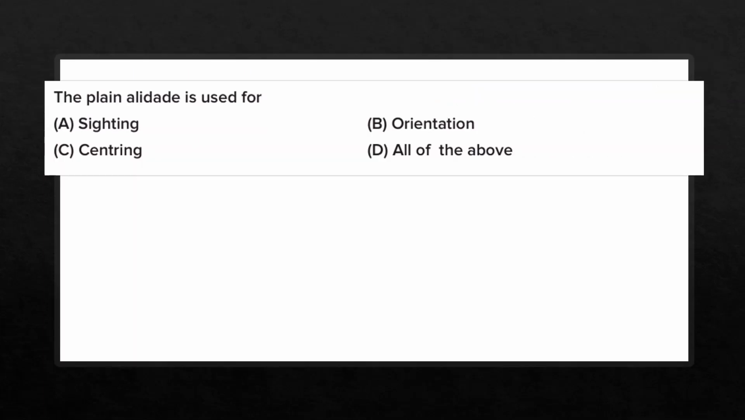The plane alidade is used for? The plane alidade is generally used for sighting. So option A is the answer.